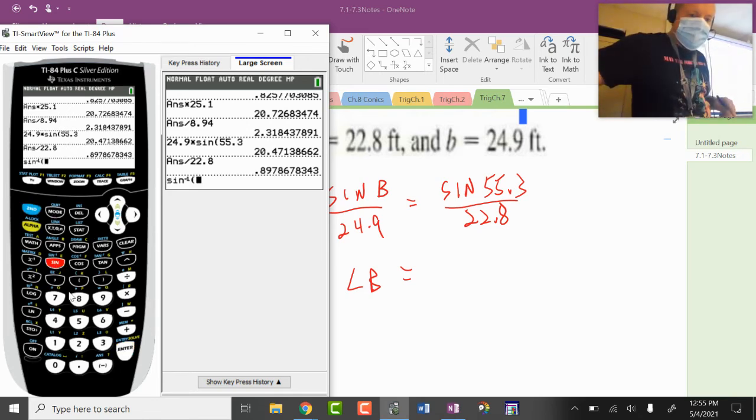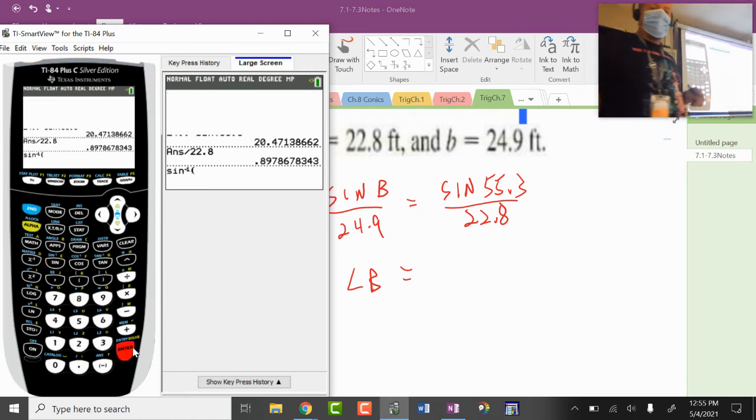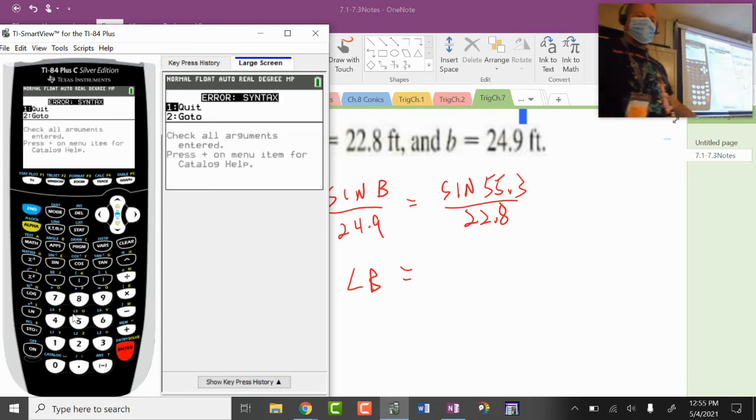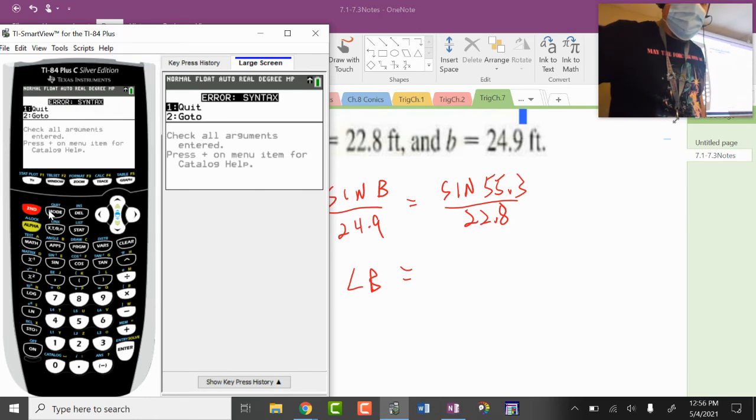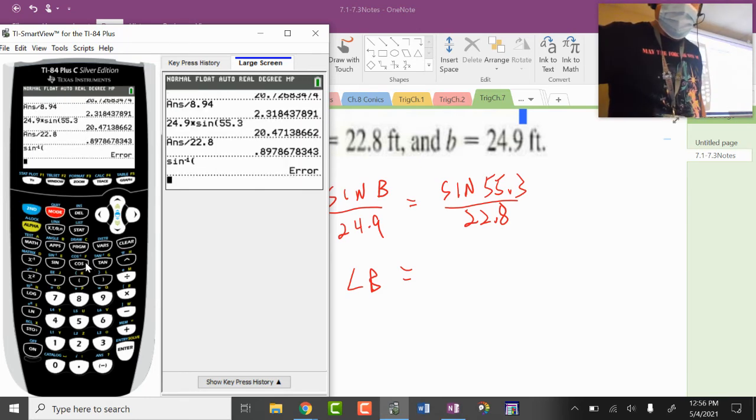So then I second sine, and I already showed that in the notes. So understand. Oh, shucks. I screwed up. Second quit. Okay. So now I have to inverse sine, and I have to type that in. Oh, I'm so mad at myself.